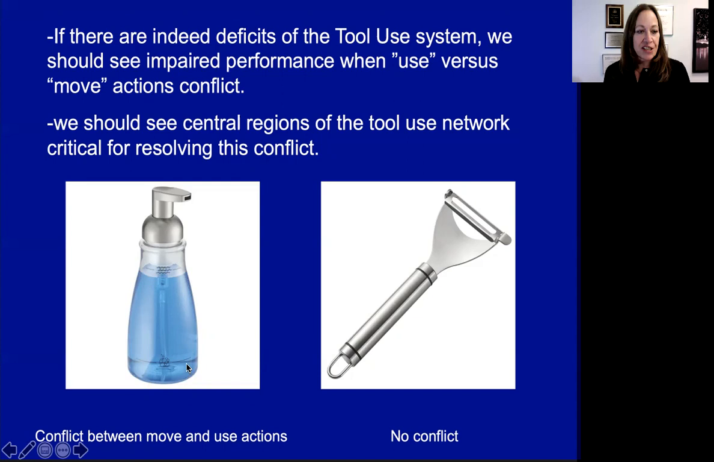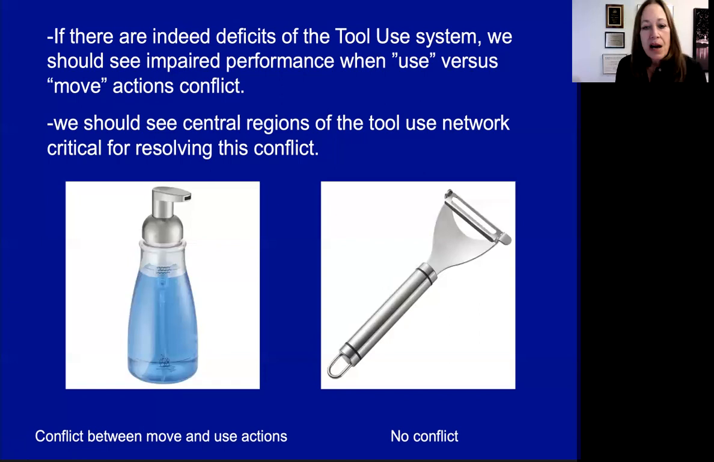So for example, this pump soap dispenser, you would move it, pick it up and put it on a shelf with this kind of hand posture, whereas you would use it like this. And so there's a conflict there versus an object like this, where you would pick it up and move it with this hand posture and you would use it with this hand posture. And by the way, hand posture proves to be quite a sensitive part of the gesture that we've returned to time and time again to try to understand gesture representations.